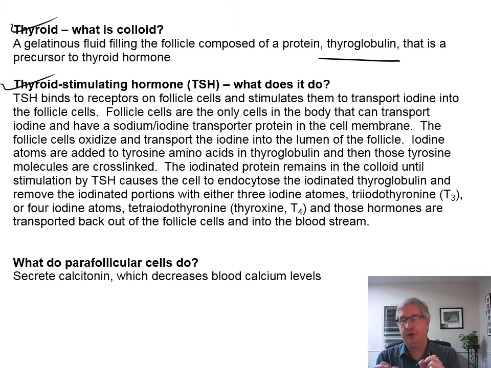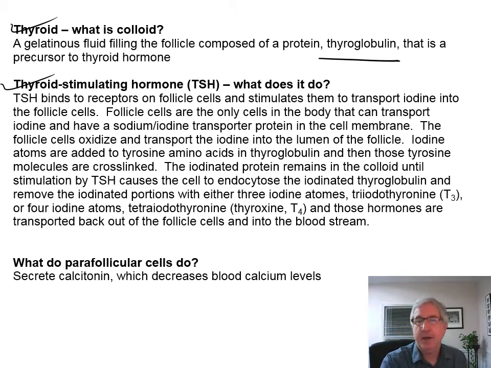two different tyrosine molecules will come together and cross-link, and then upon continued stimulation by thyroid stimulating hormone, that whole complex gets brought into the follicle cell, and those two tyrosines brought together get cleaved off, and then that gets secreted by the cell into the bloodstream. And then the rest of the thyroglobulin that wasn't used gets broken down, and those parts get reused to make more thyroglobulin, which gets pumped back out into the colloid. So it's like this cycle going on: inside the cell, outside the cell, and into the bloodstream.